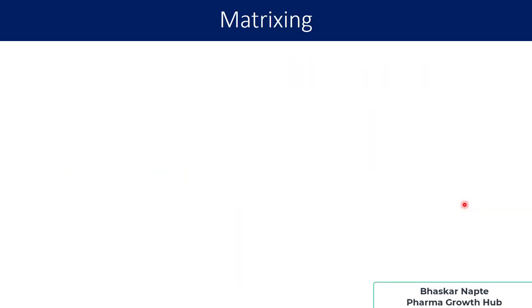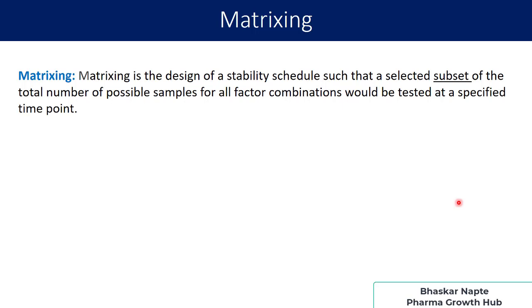Now, what is meant by matrixing? Matrixing is the design of a stability schedule such that a selected subset of the total number of possible samples for all factor combinations would be tested at a specified time point.